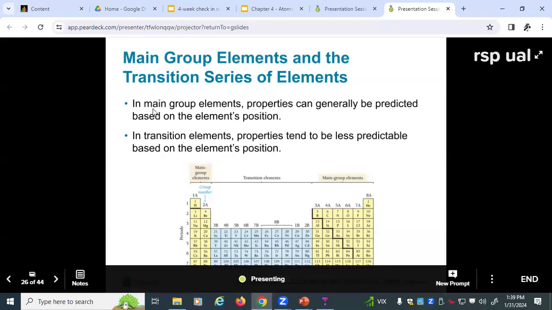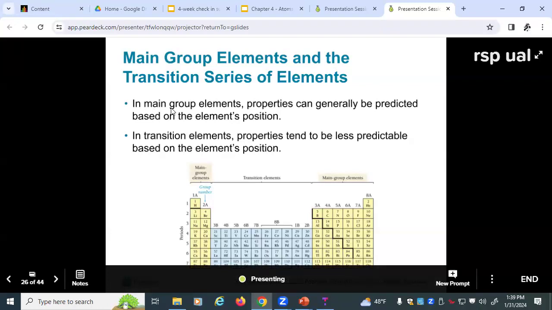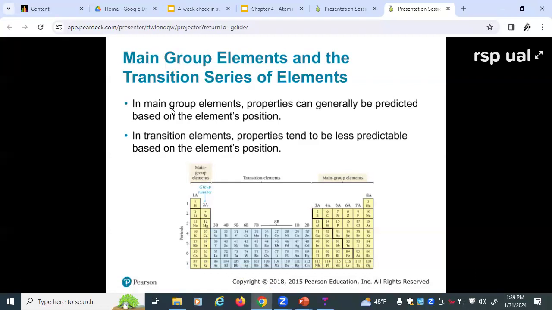One thing that is definitely known and we can bank on pretty well is that when it comes to predicting properties, there is a lot more consistency among the main group elements than there is among the transition metals. Transition metals have a lot less consistency; their properties are a little bit less defined than the main group elements are.